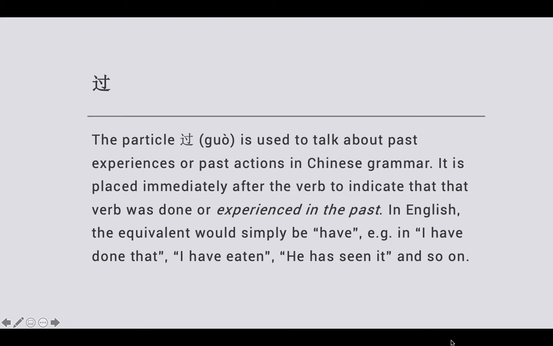This particle is used to talk about past experiences or past actions in Chinese grammar. It is always placed immediately after the verb to indicate that the verb was done or experienced in the past already. And in English, the equivalent is actually the present perfect tense: have, like I have done that, I have eaten, he has seen it, and so on.